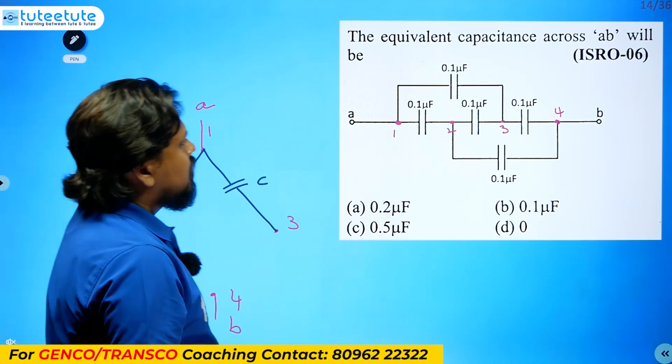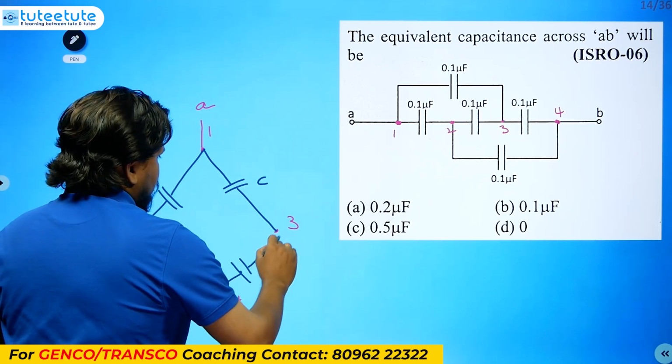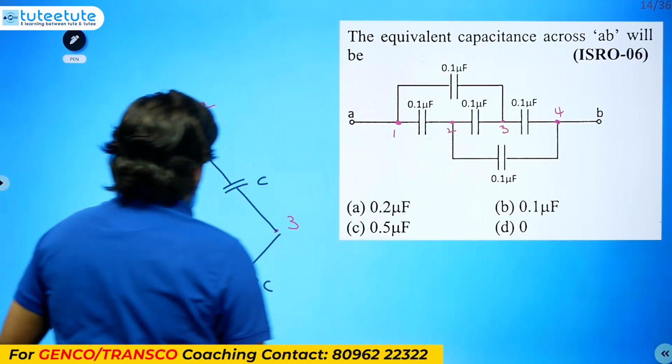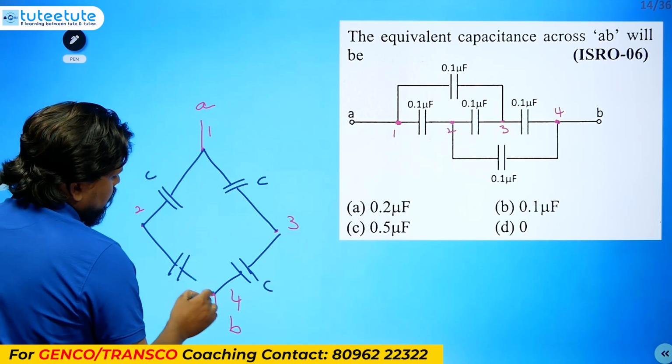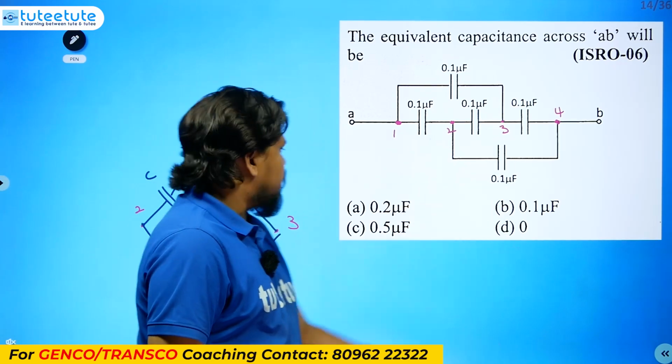Between 3 and 4, another one is also there, and this is also C. Between 4 and 2, another one is also there. And between 2 and 3, another one is also there.